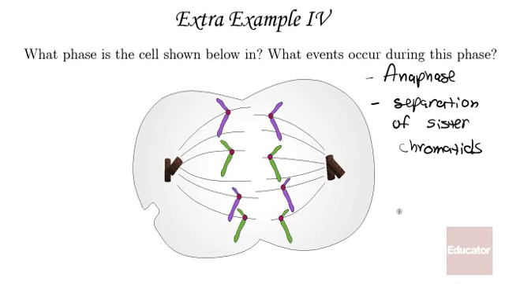This cell started out with 4 chromosomes with sister chromatids. Now the spindle fibers are going to shorten. They're going to pull each chromatid towards the opposite pole of the cell, resulting in daughter cells that have 1, 2, 3, 4 chromosomes, but only 1 sister chromatid.